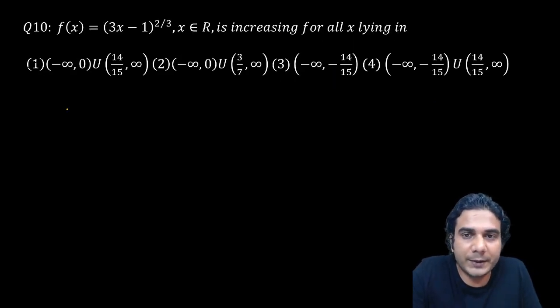This is based on calculus, differential monotonicity. You need to find the interval in which this is increasing. All right. So it is 2 by 3. All right. 2x minus 1 raised to 2 by 3.